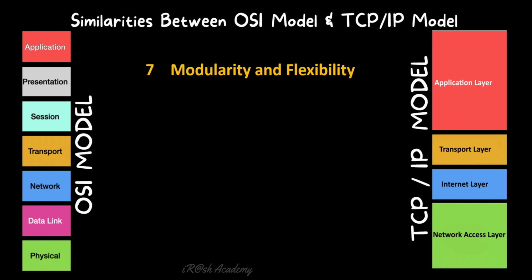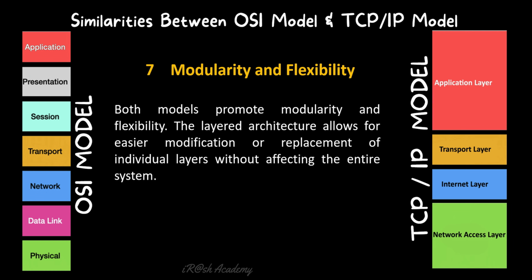Now point number 7, modularity and flexibility. Both models promote modularity and flexibility. The layered architecture allows for easier modification or replacement of an individual layer without affecting the entire system. So as we mentioned before, the OSI model and the TCP/IP model follow a layered architecture, and each layer has its own functionality. For example, the physical layer performs some specific function, and the data link performs some other specific function. The network layer has its own function. So in this way, the OSI model and the TCP/IP model promote modularity and flexibility.